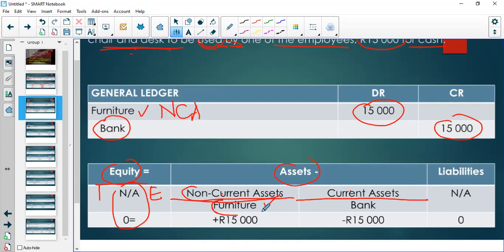So furniture is a non-current asset, and has increased by 15,000. We put a plus. Then the bank account, which is a current asset, has decreased by minus 15,000. And of course, both are going to be assets. We do not owe anyone anything as a result of the transaction, and so our liabilities are 0.